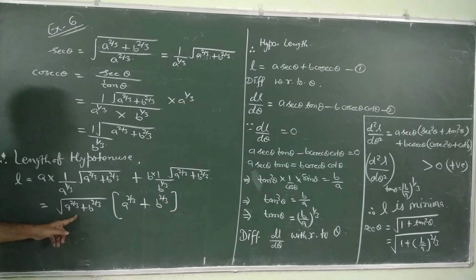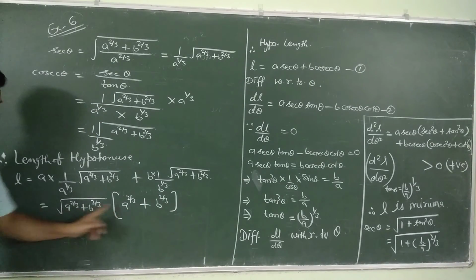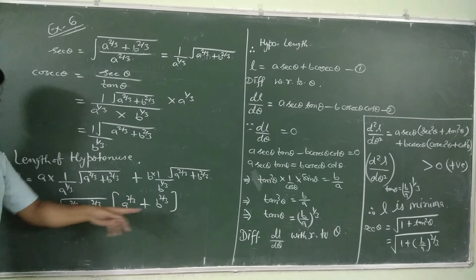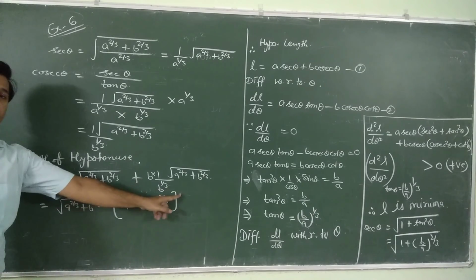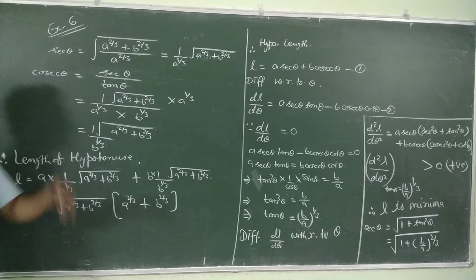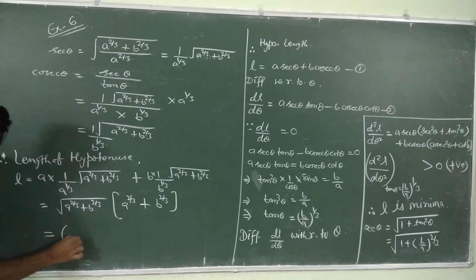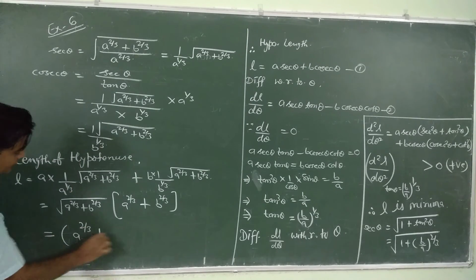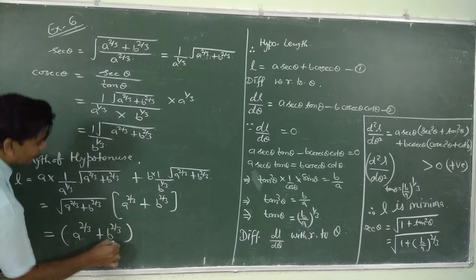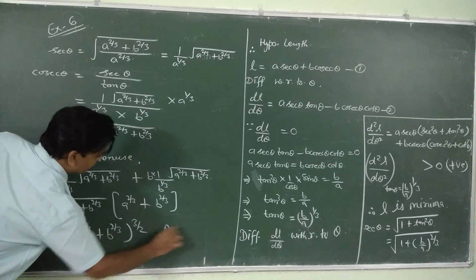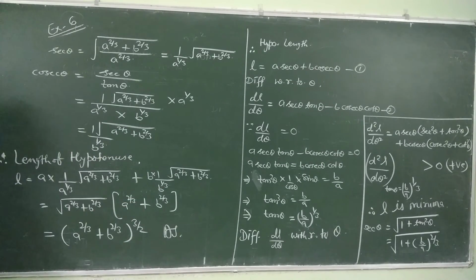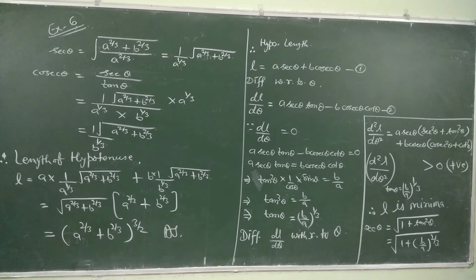Looking at these two brackets, the quantities are the same but the powers are not. Here is half power, here is 1; adding 1 plus half gives 3 by 2 power. So the length of this one is A raised to 2 by 3 plus B raised to 2 by 3, all raised to the power 3 by 2. This is the length of the hypotenuse. This is how we can find the length of the hypotenuse.